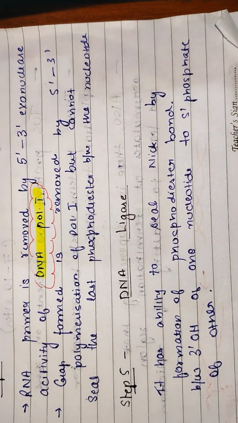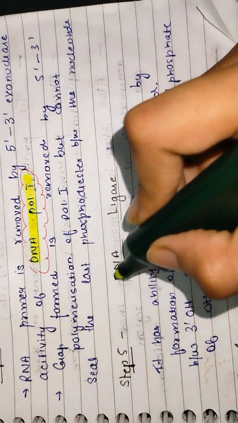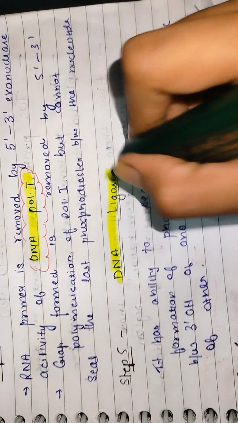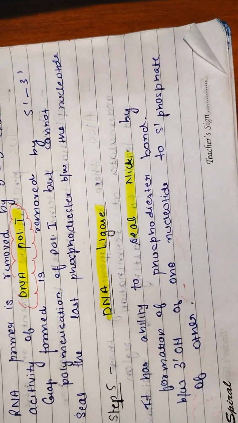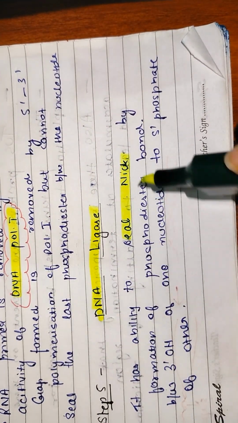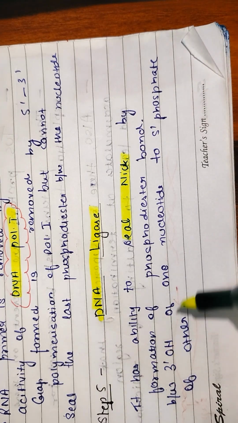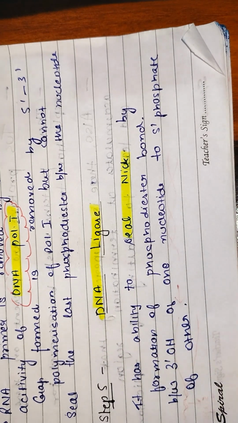How does this nick get sealed? It gets sealed by the DNA ligase. So DNA ligase seals the nick. The next step is the DNA ligase, the nick sealing. It has the ability to seal the nick by forming the phosphodiester bond between the 3' OH of one nucleotide and the 5' phosphate of the other.